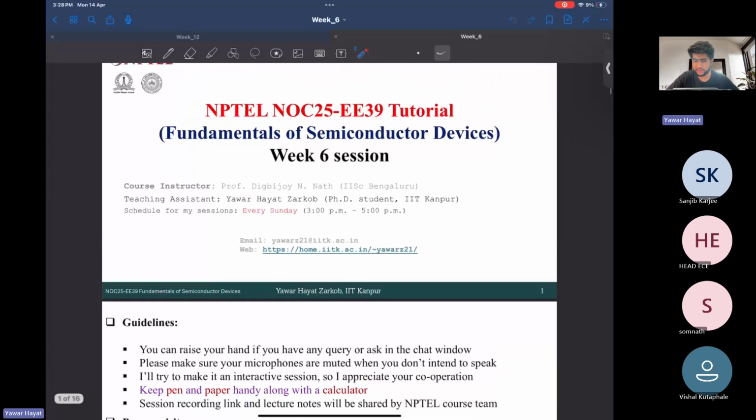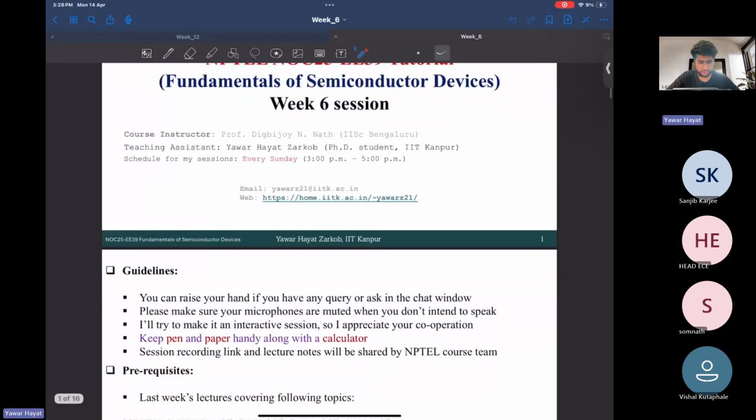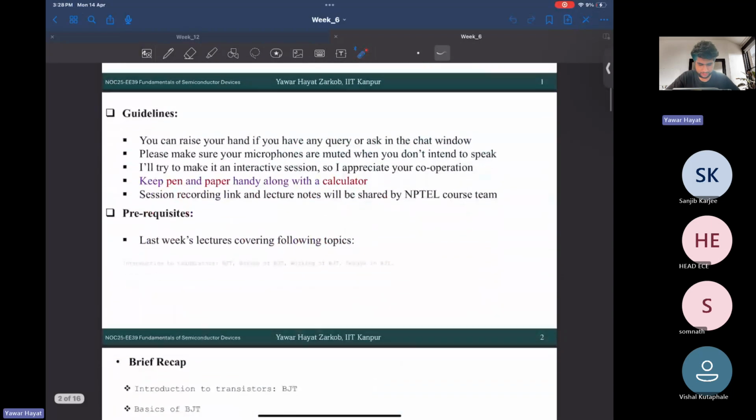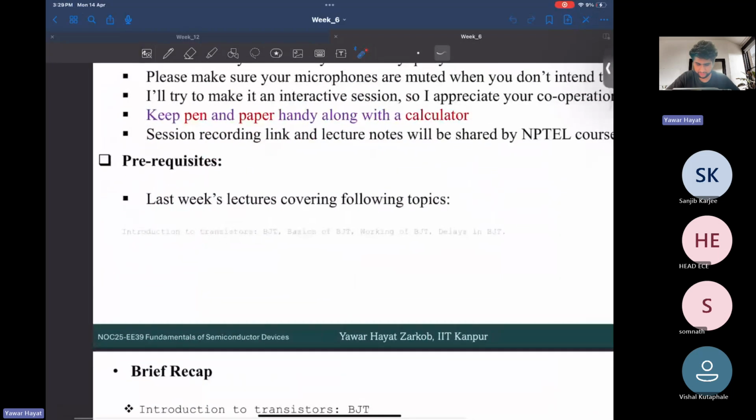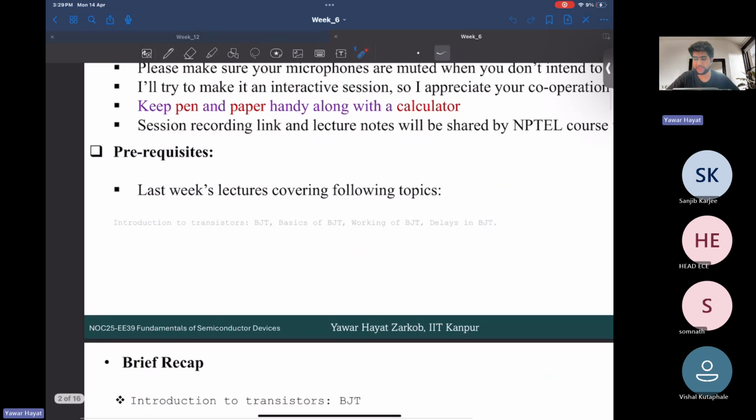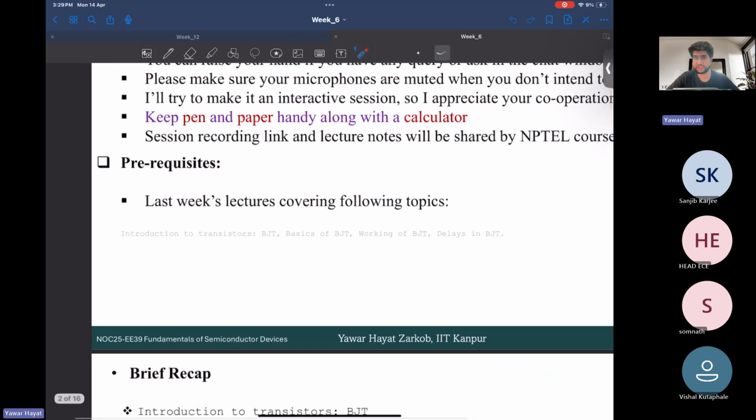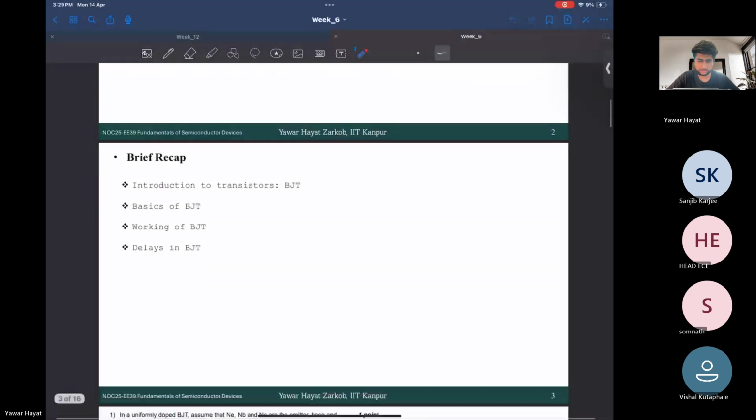Okay. Now we will be revising week 6. In that week 6, we were introduced to transistors. We were introduced to BJT, right? And basics of BJT were discussed. Working of BJT, the delays in BJT, all things were discussed.